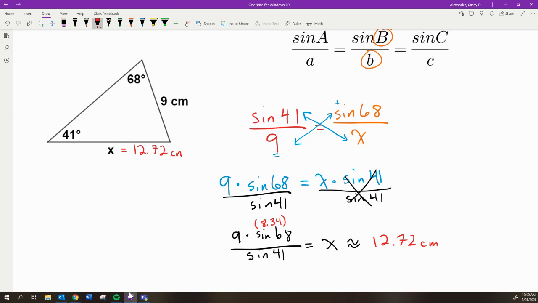So there will be many assignments moving forward on which I want you to practice this, but you can always come back and watch this basic video of how to find a missing side using the law of sines. See you next time.